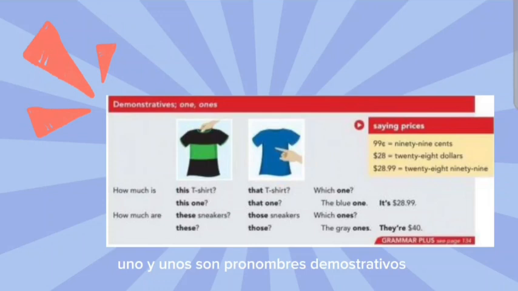One and ones are pronouns used to avoid repeating an already mentioned noun or to refer to something specific more generally. One is used for singular nouns and ones for plural nouns. They can be used with the demonstratives this, that, these, and those.